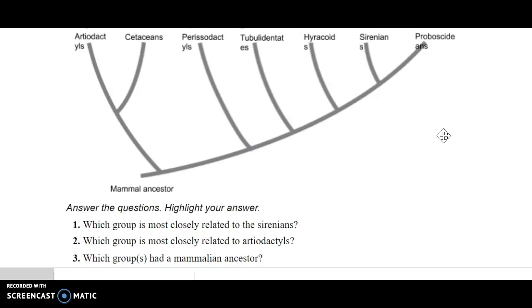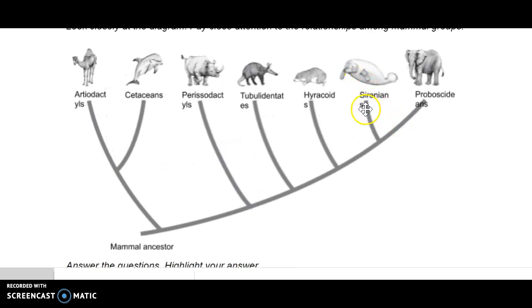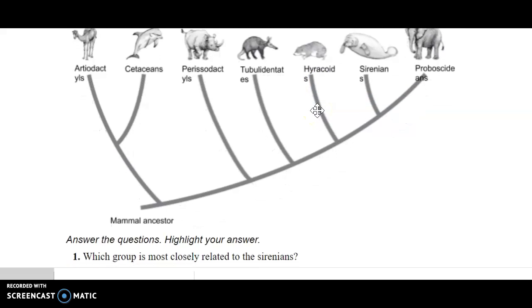Which group is most closely related to the sirenians? So sirenians, that's the manatees. And it's always going to be the one that comes just before it on the cladogram. So it'd be the hyracoids. The hyracoids would be there.